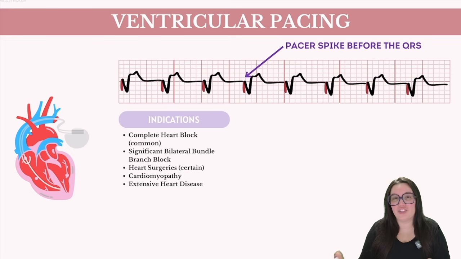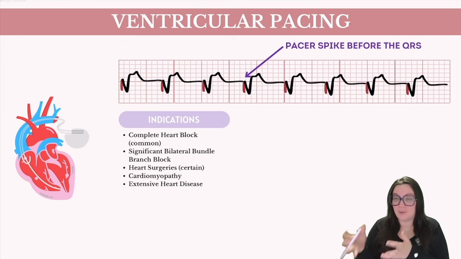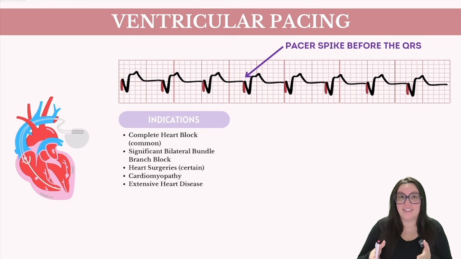So common indications when it comes to ventricular pacing can include a complete third-degree heart block. This is so common, if we cannot control that complete heart block, you're almost always going to see a pacemaker that's going to be placed. The big reason why we would see this is particularly because of the fact that the intrinsic rate of our ventricles is between 20 and 40 beats per minute. That's not enough for us to sustain life.